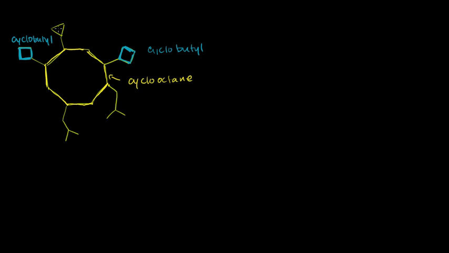Up here, we have 3 carbons in a cycle. The prefix for 3 carbons is prop. So this is cyclopropyl. And then down here, let's start with the common names because those tend to be a little bit easier.